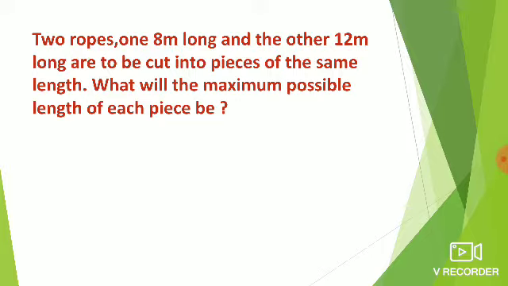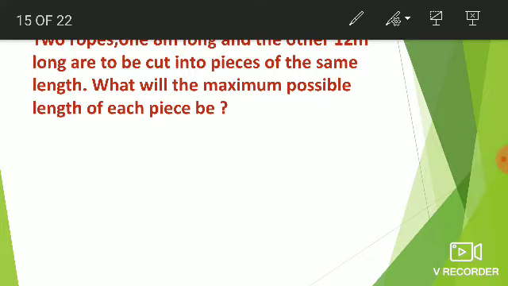Second example is 2 ropes. From that, one is 8 meter long and the other is 12 meter long. And these ropes we have to cut into pieces of the same length. What will be the maximum possible length of each piece? Here also the maximum word is used. So what we have to do here? Here also we have to find out the HCF of 12 and 8 meter.